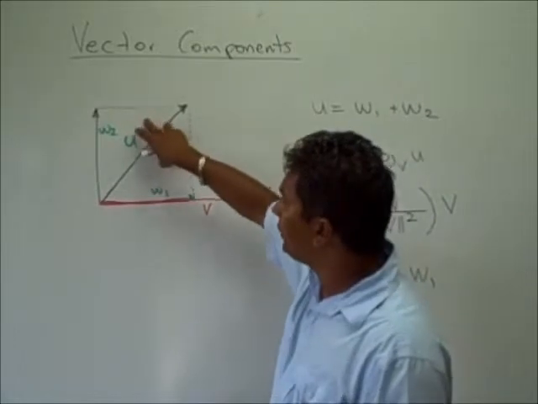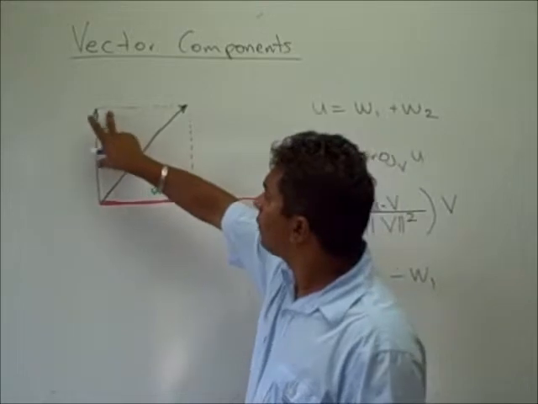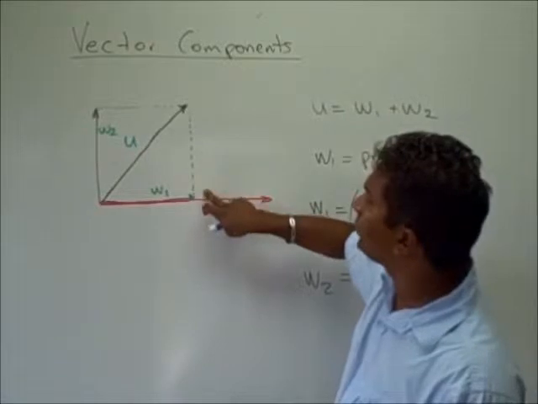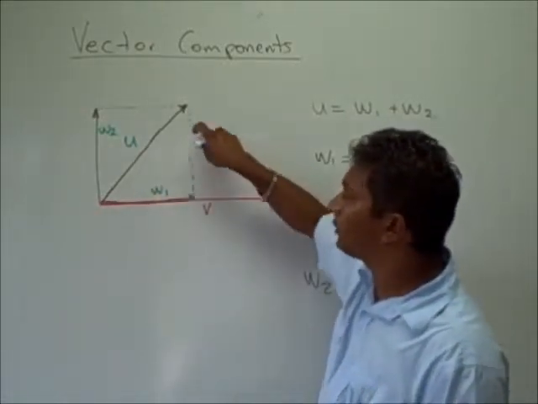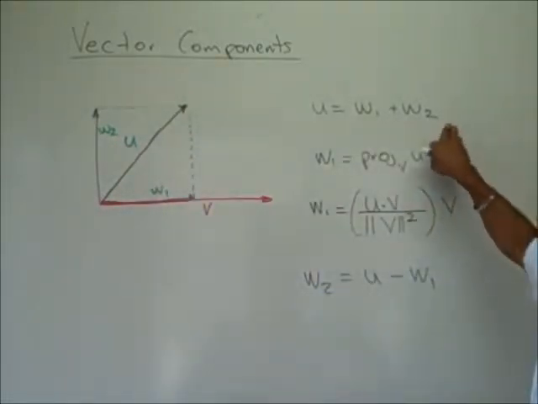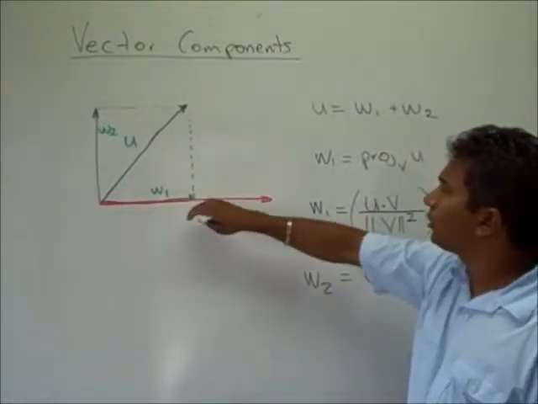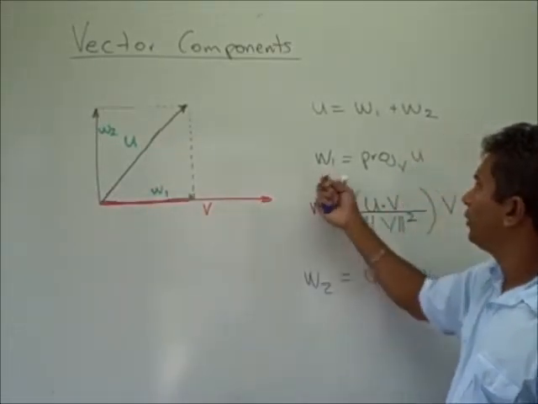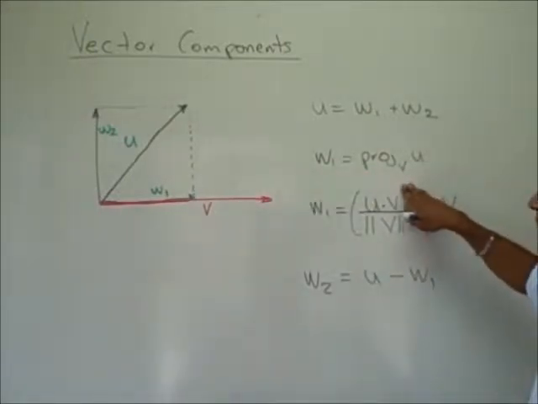So we're saying that u is equal to w2 plus w1. And if we actually connect this side over here, the terminal side to the initial side, and continue up with w2, we can see that w1 plus w2 is actually equal to u. So u is equal to w1 plus w2. Now we define w1 as a projection of u onto our second vector v, and we write this as w1 is equal to the projection of u onto v.